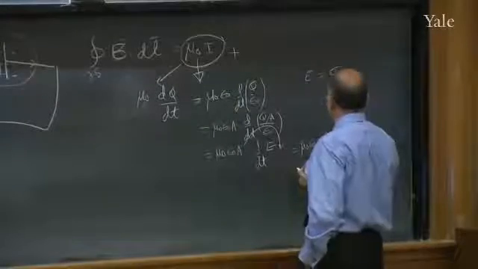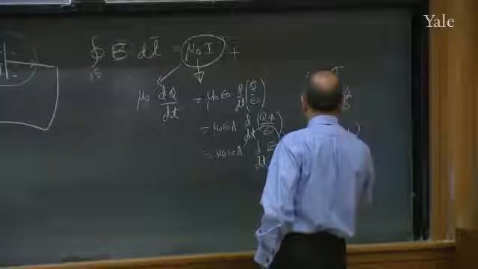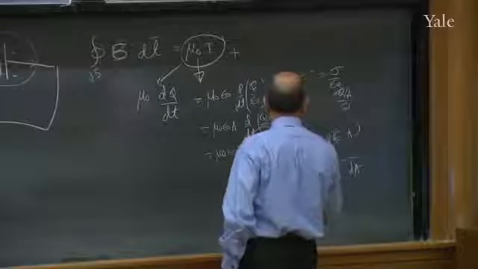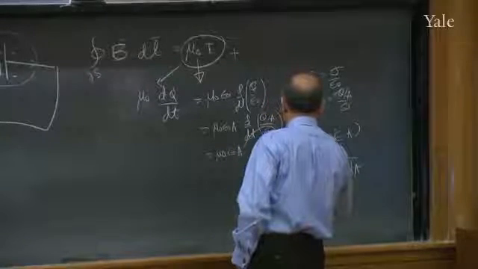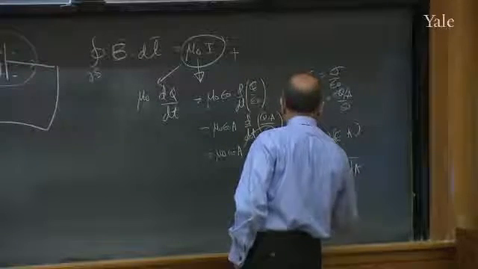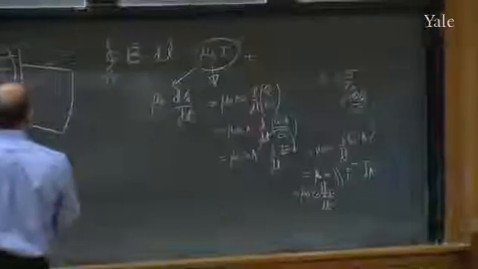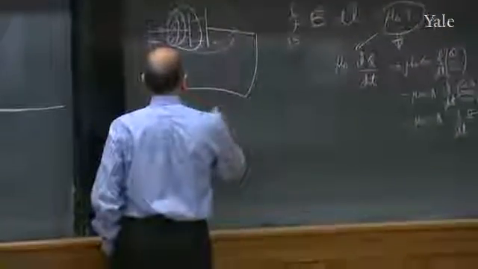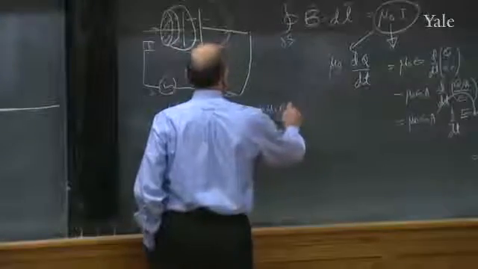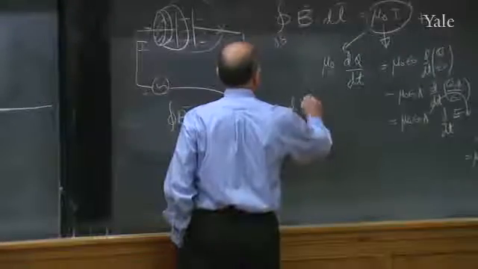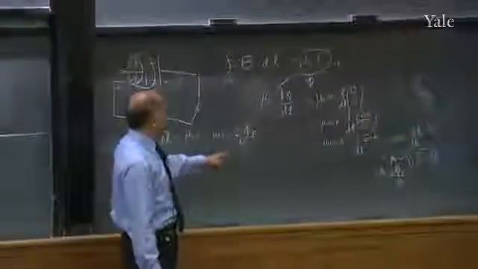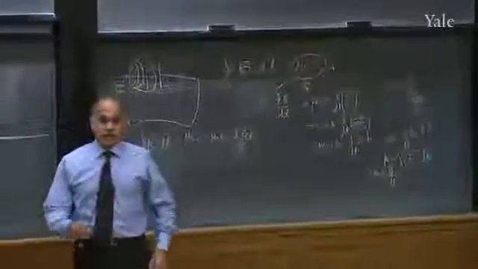But that we can write as mu 0 epsilon 0, the surface integral of the electric field over the surface, and that's what we call mu 0 epsilon 0 d by dt of the electric flux. Therefore, my modified law is going to be B dot dl equals mu 0 I plus mu 0 epsilon 0 d by dt of phi electric.